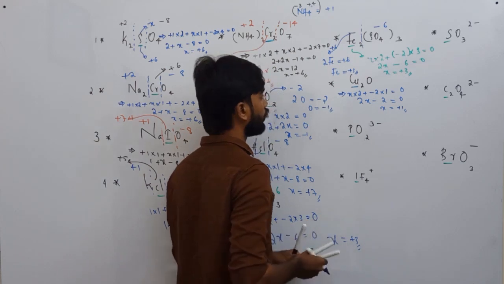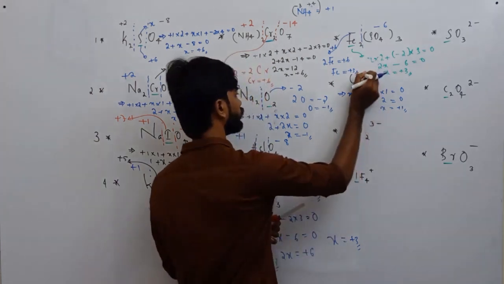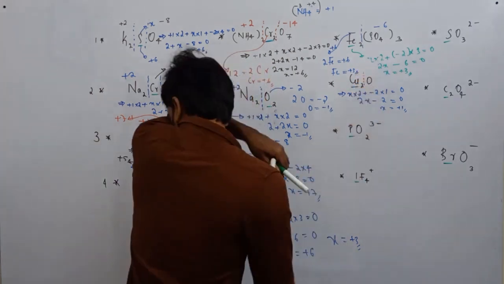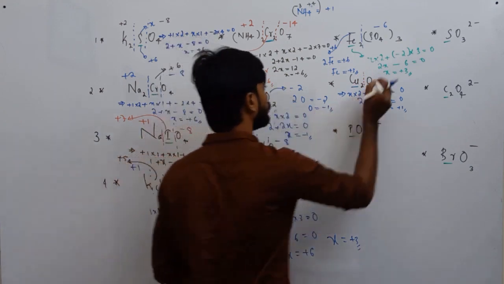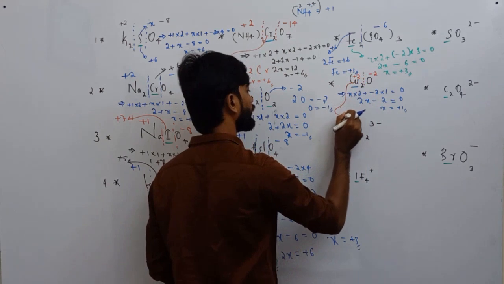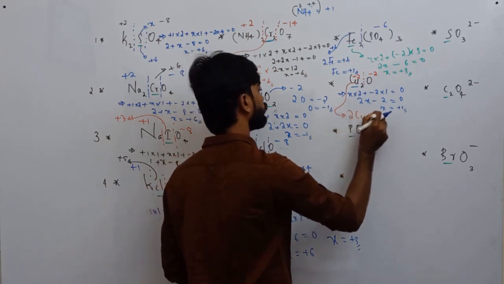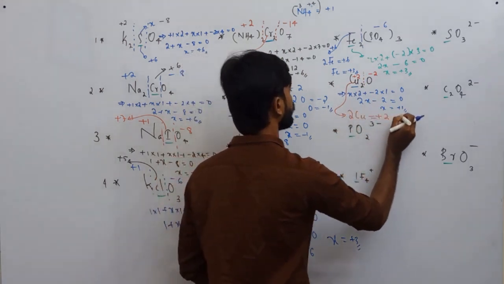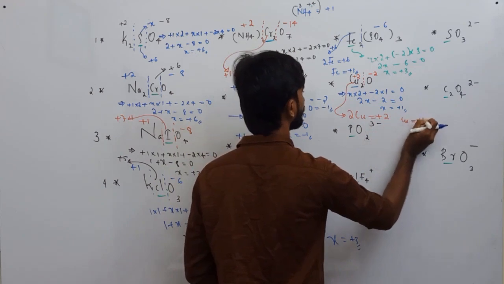Or by splitting into 2. Here minus 2, so this should be plus 2. But that plus 2 is from 2 copper. So a copper should offer a plus 1.